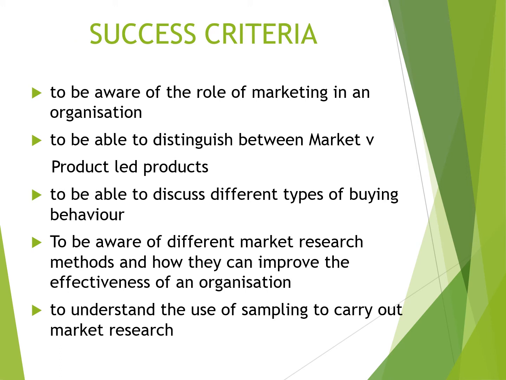By the end of this, we're going to be aware of the role of marketing. We'll be able to distinguish between market and product-led products. We'll be able to discuss the different types of buying behaviour. We'll be able to distinguish between different market research methods and how they improve the effectiveness of an organisation, and understand the different types of sampling that we can use to carry out market research.